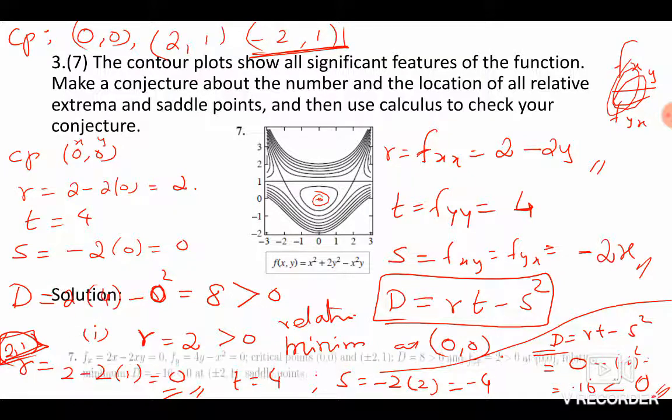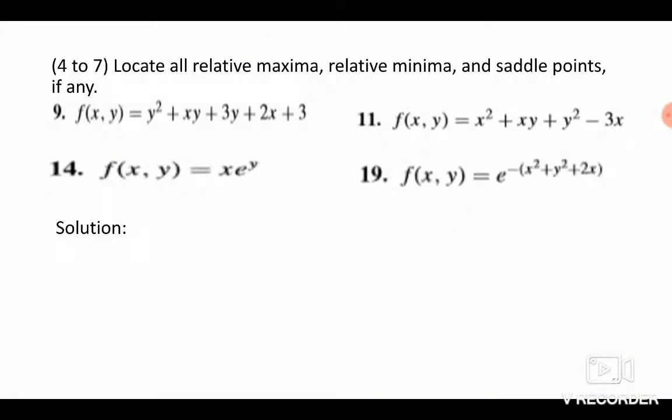So let's go for the next problem. There are 4 problems. Almost the same method is going to be repeated, so I would like to give only one example out of these 4. The same method I have to repeat. Find fx, find fy, equate them to 0 to get the critical points.